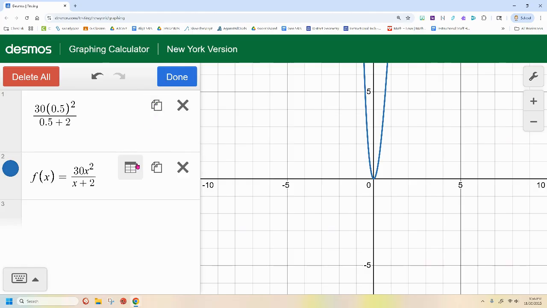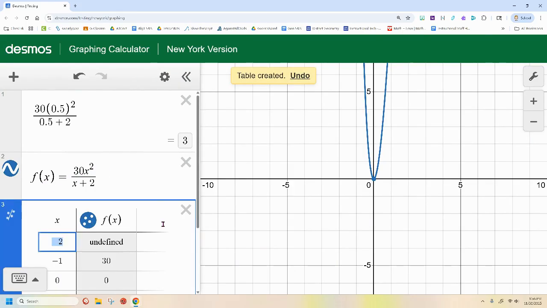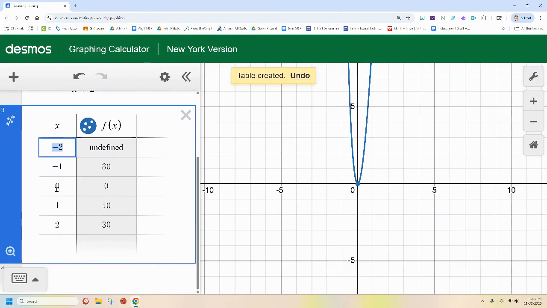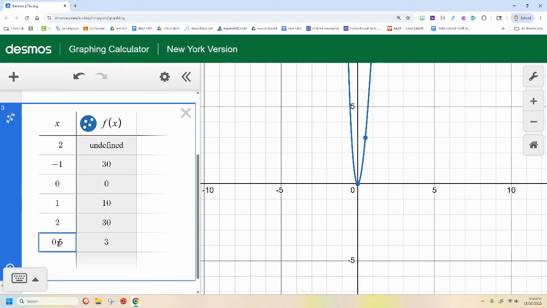remember. Under the cog is where I get a table that belongs to a function that's already typed in. So I'm going to hit table, and it creates a table that has certain inputs already presented. It always chooses -2 to +2, going up by 1. Well, our x value is not an integer, it is 0.5, and I type that in, and there it is. There's my output. It shows me this right here.